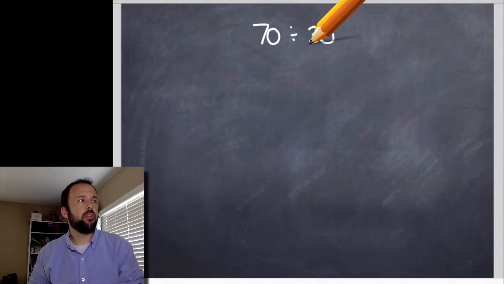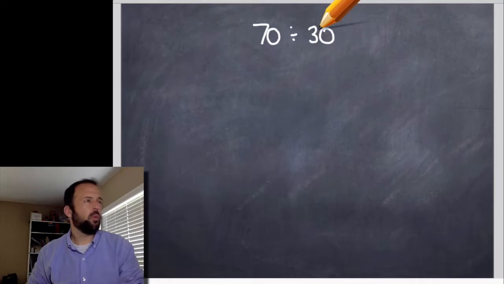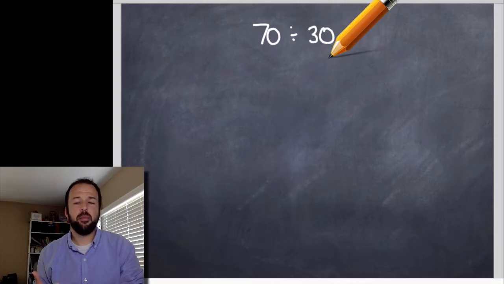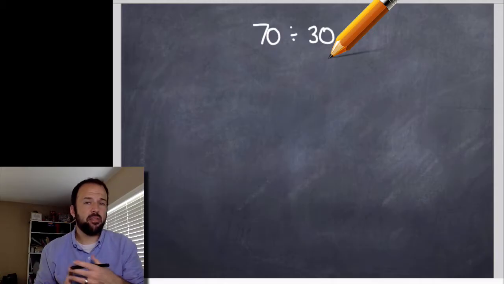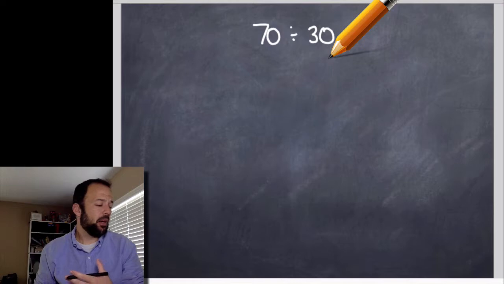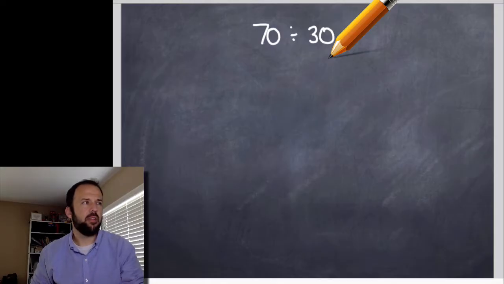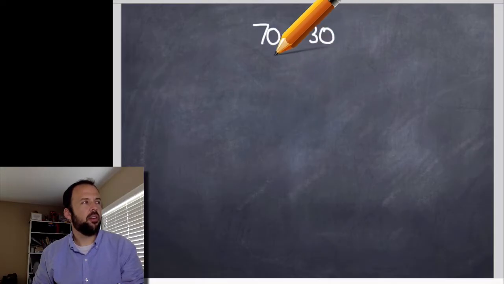So if we're dividing by 30, if that's our divisor, we need to estimate, and think of what's a multiple of 30 that we can estimate and get close to 70. Basically, we need a multiple of 30 that can make division easier. So what should we estimate the quotient, the answer, of being?